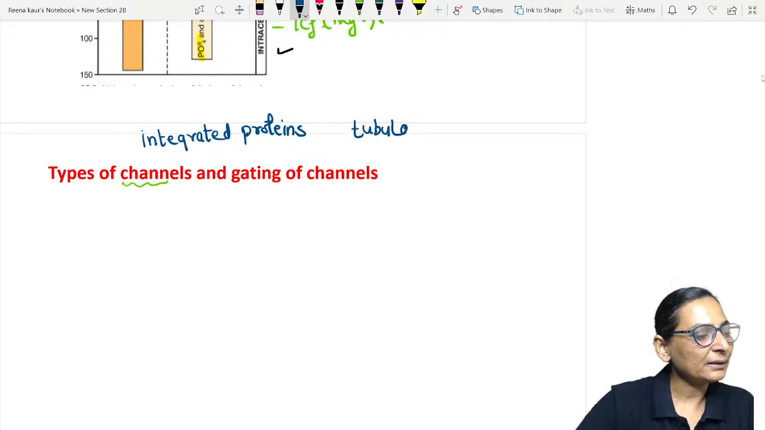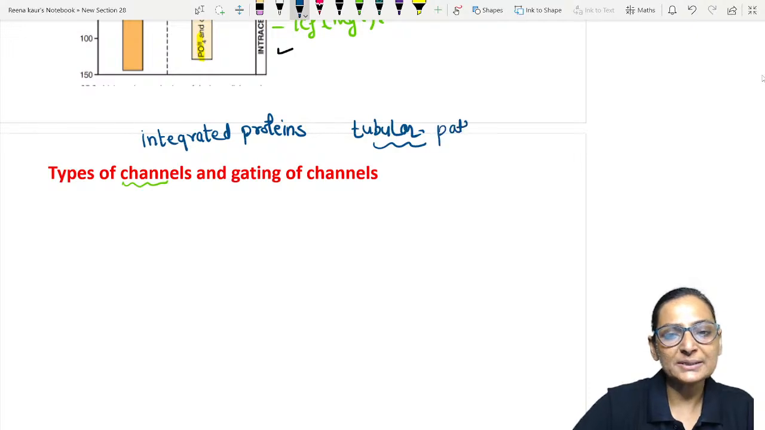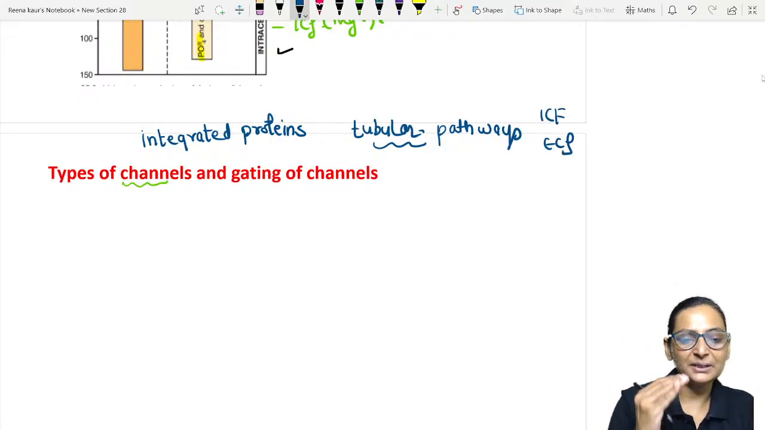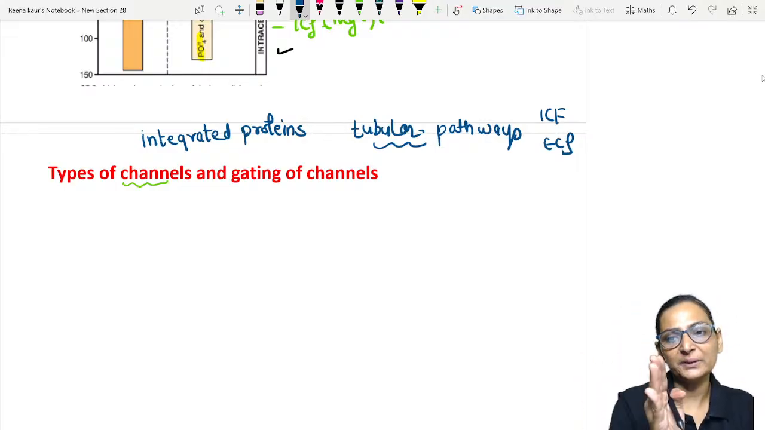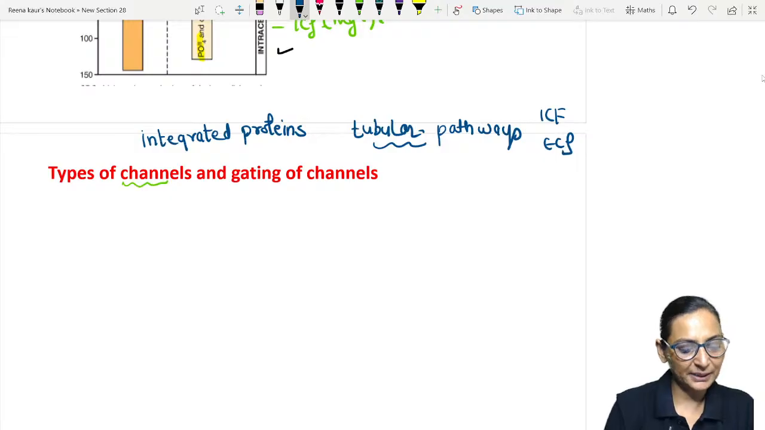Okay, they are just kind of tubules or tubular pathways which are passing all the way between the ICF and the ECF. So they permit the entry of the ions either from the ECF to the ICF or from the ICF to the ECF. ठीक है, या तो अंदर से बाहर जाएगा या बाहर से अंदर जाएगा. So they're kind of tubular pathways, right?